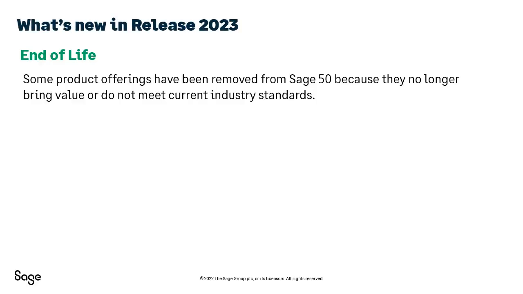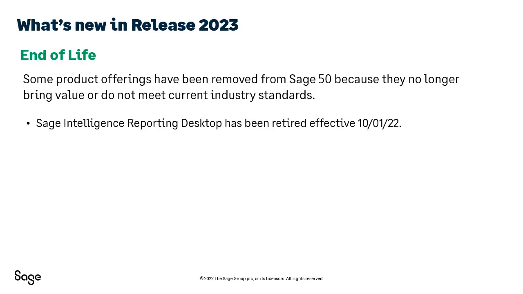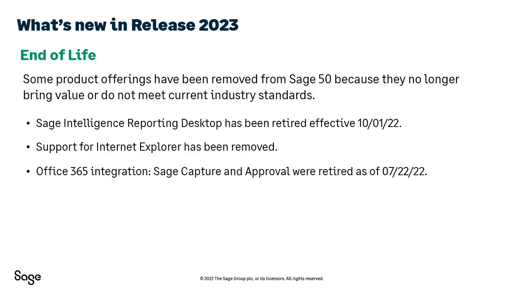Sage 50 has also been simplified and streamlined by removing certain elements of the software that no longer provide value or meet current technological industry standards. These retired items include Sage Intelligence Reporting Desktop, which was retired on October 1st. Support for Internet Explorer was removed for the 2023 release. And from the Office 365 integration, Sage Capture and Approval were retired on July 22nd of this year. Let's take a look at a couple of these items.